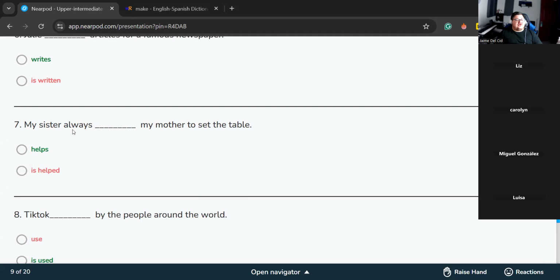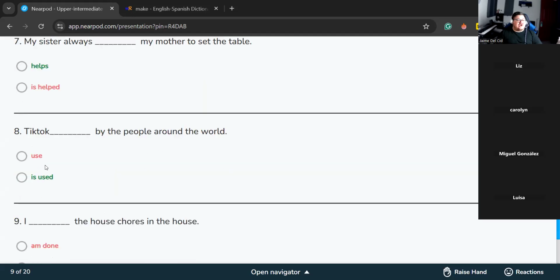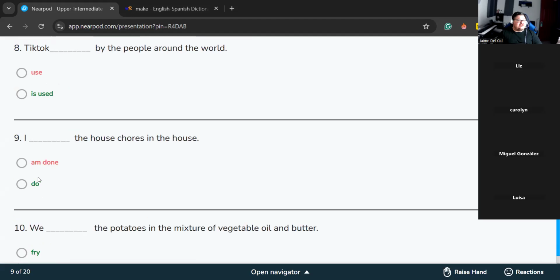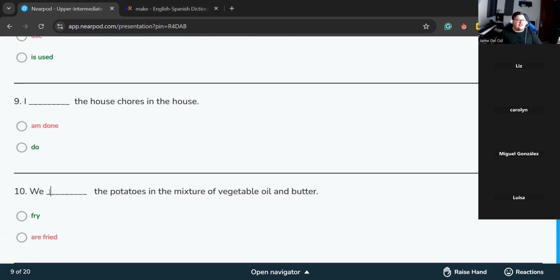Number 7, my sister always helps my mother to set the table. Number 8, TikTok is used by people around the world. This is passive voice as well. Number 9, I do the house chores in the house. So that's active voice. It doesn't require anything else. And number 10 seems to be active voice as well. We fry the potatoes in the mixture of vegetable oil and butter.